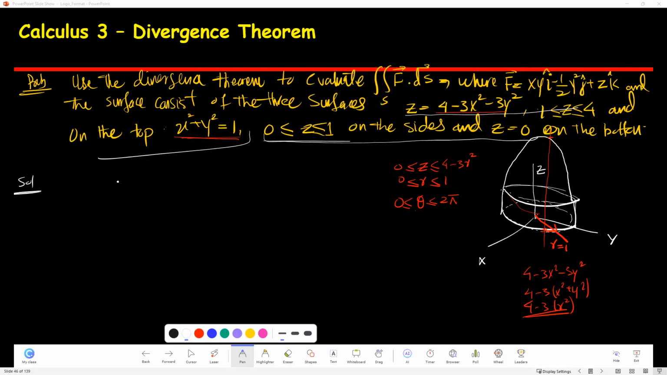I'm going to take the divergence of F, so it's going to be y minus y plus 1 equals 1. If I take the divergence of this, it's going to be y minus y plus 1. Everything will be cancelling out, so it'll be getting to 1.